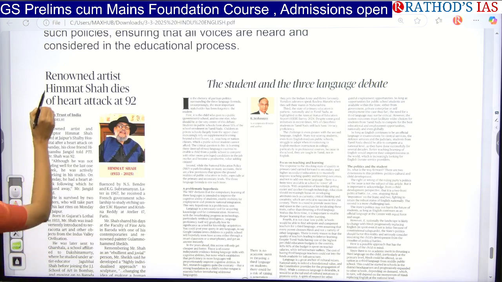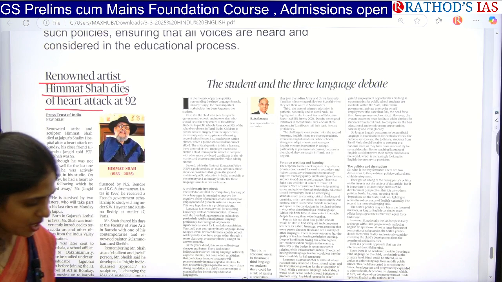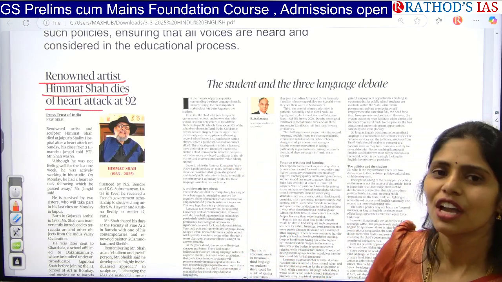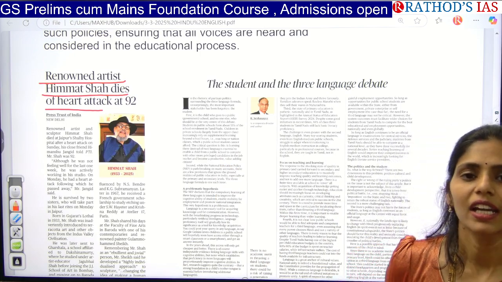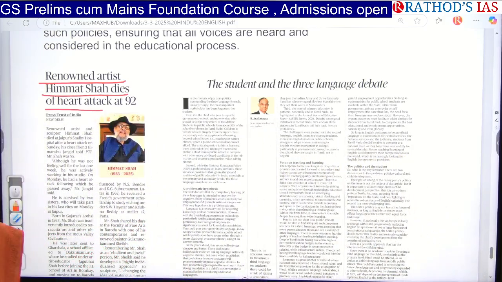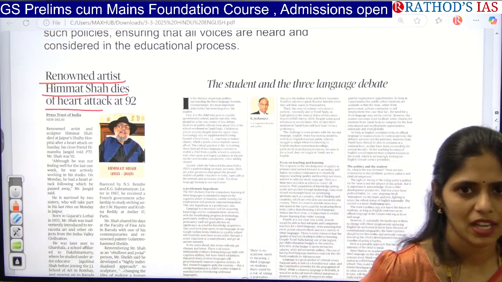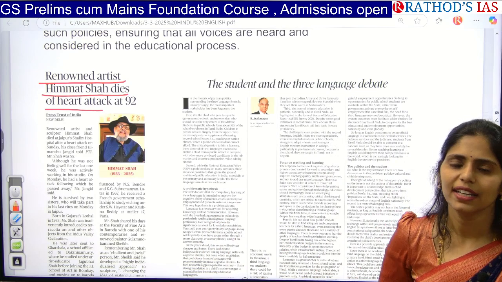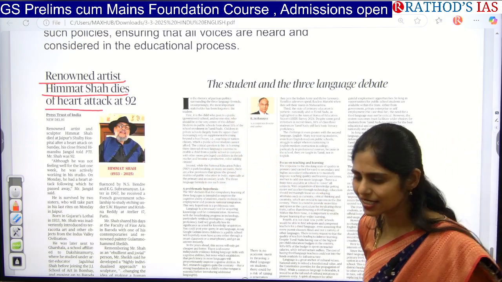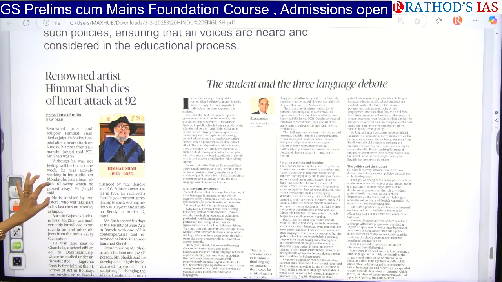And see the next article: renowned artist Himmat Shah dies of heart attack at 92. Students who are preparing for the interview will definitely get questions regarding famous personalities who died recently. Normally interviews start in January. Based on the number of panels, now we have very few interview panels, so we have UPSC interviews till April 17th. If there are more panels, the interviews will be done by the end of March itself. So at that time, at least see this kind of article if you are preparing for your interview. And you can get questions from prelims also.